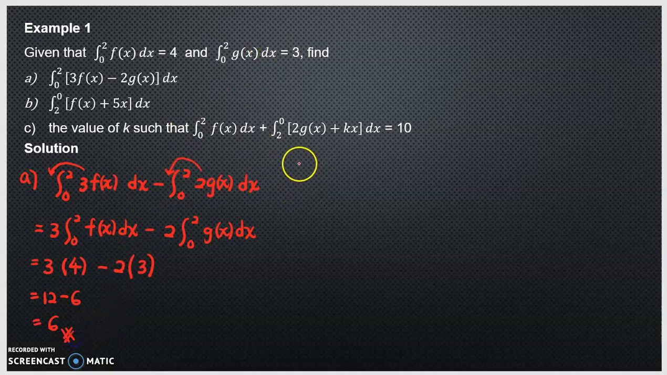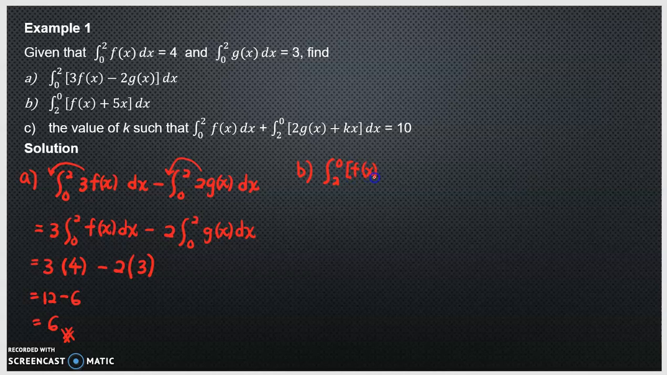Then we move on to question B. Integration from 2 to 0 for the function f(x) plus 5x with respect to x. You can see that the given integral is from 0 to 2, but in question B it is 2 to 0. So first, what I have to do is interchange. Let's say I rewrite the question from 0 to 2.